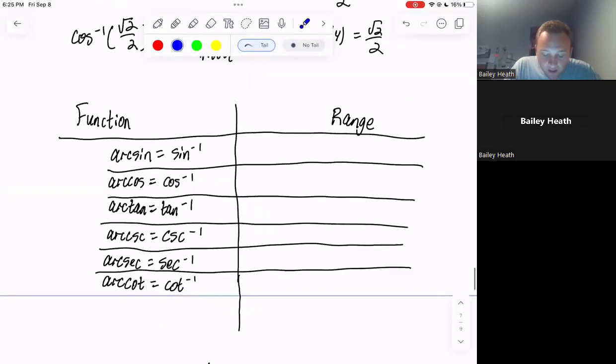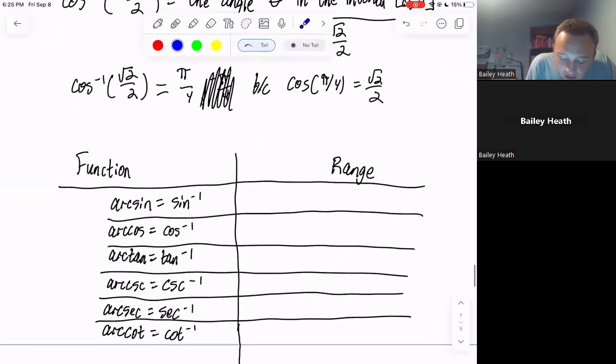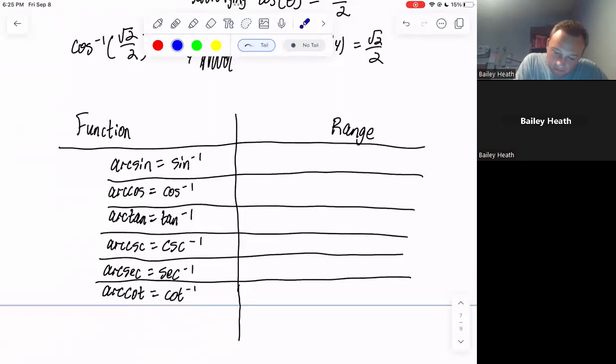So that is why for arc cosine or cosine inverse, you'll also see these inverse trig functions written as arc whatever. So like cosine inverse will also be written as arc cosine. Personally, I prefer the notation arc cosine because it avoids the confusion that we talked about up here with the notation, but you'll see it both ways.